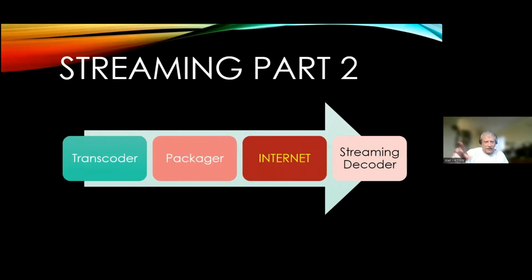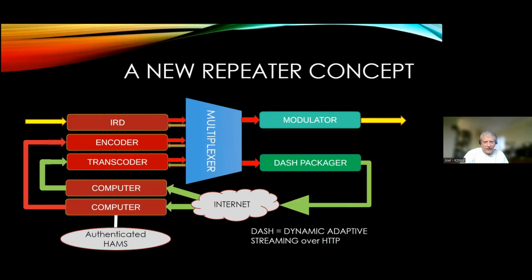So basically all you needed was the ability to get the internet up to the repeater site. And once you can do that, then you can skip all this. There's a transcoder packager thing that's involved. Long story short, you can still do the traditional multiplexing, but you can feed them from a computer where that computer can be a ham authenticated Zoom client that's fed from the internet.